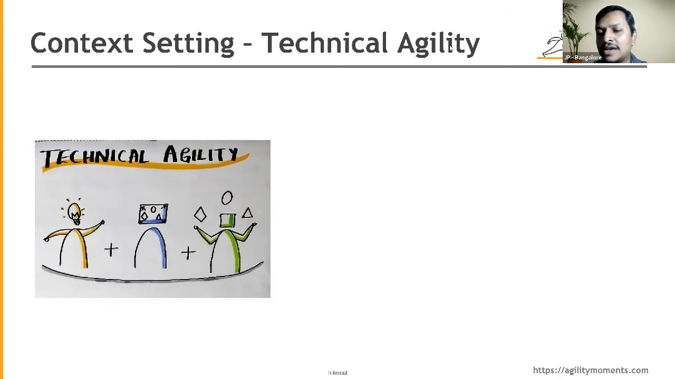Otherwise, we'll only be bringing some process agility, which might be useful to some extent, but it may not give us real desired business outcomes. Yeah, that's a very good recognition. So DevOps implementation, yes, Vijay says DevOps. That's one way of achieving technical agility. I wouldn't say that is the only way.